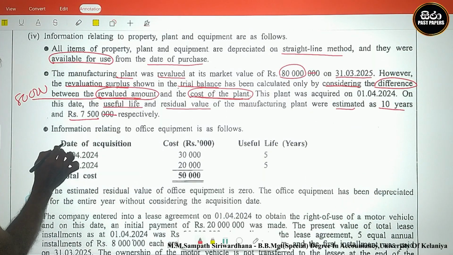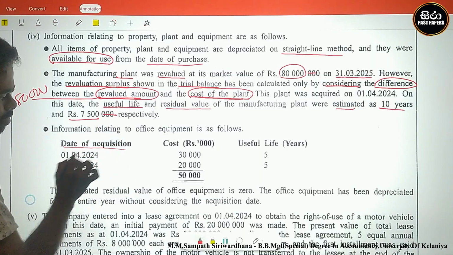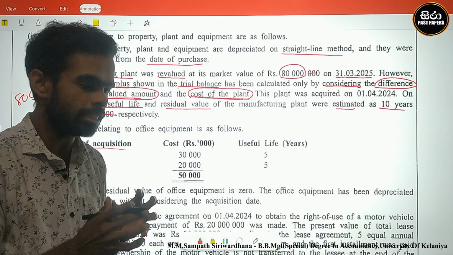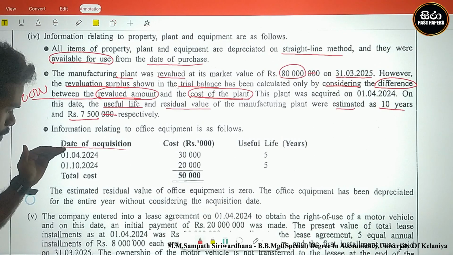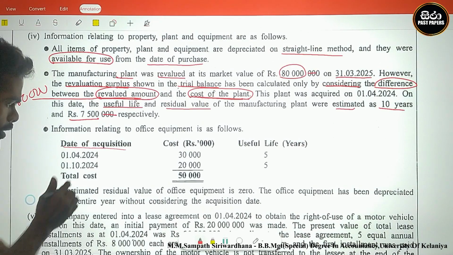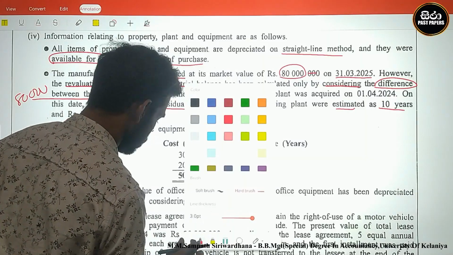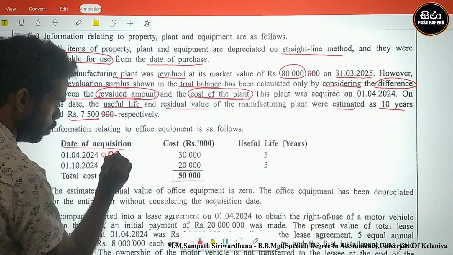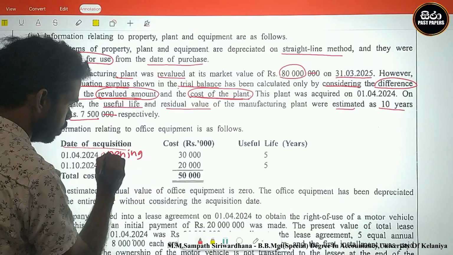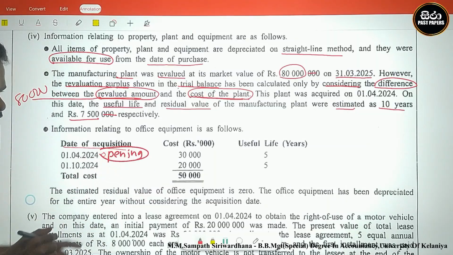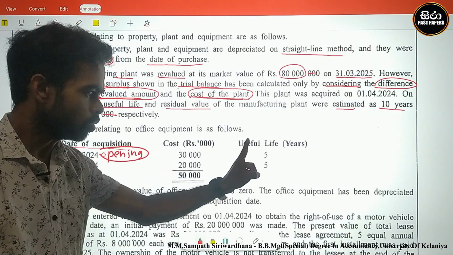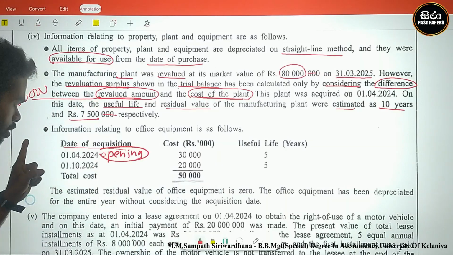Look here. Date of acquisition. There is an acquisition date of 1st April 2024. This is the opening date acquisition, with a cost of 30,000 and a useful lifetime of 5.